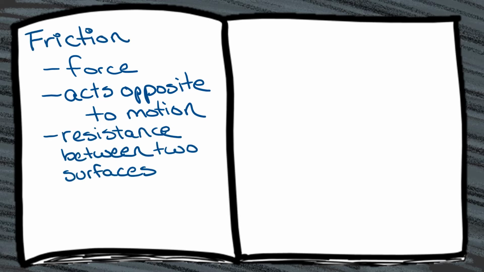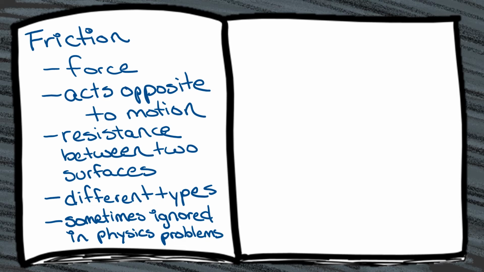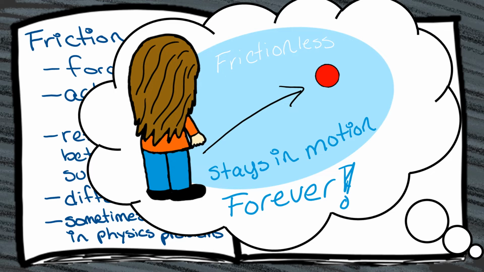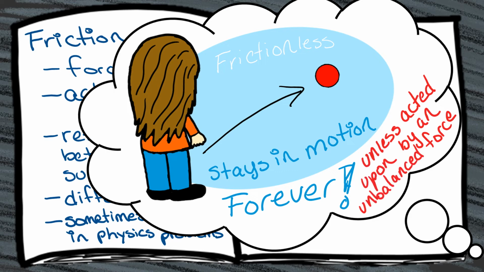Now, keep in mind, Alex, that not all friction is the same. There are different types of friction based on the surfaces that the objects come in contact with. Thus, in most physics problems, we tend to just ignore friction or state that the scenario is on a frictionless surface so that we can focus our attention on other outside forces that may be acting on that object, which is causing it to change its state of motion. Yes, Alex, that's right. Unless an unbalanced force acted on it, it would continue to move.